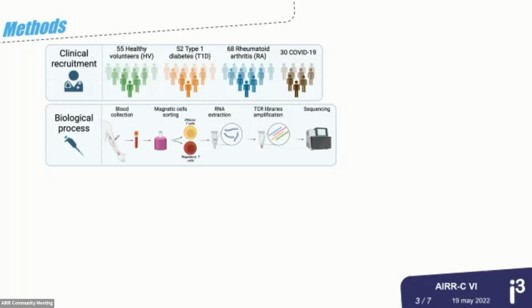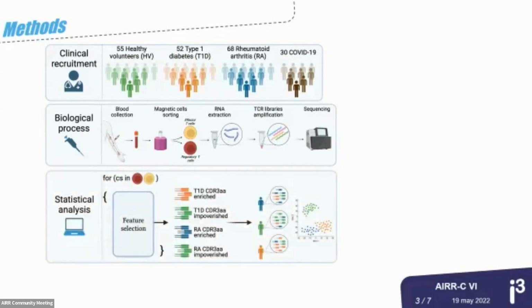For each trial, we sort CD4 T-cell subpopulations from peripheral blood, effector T-cells and regulatory T-cells, and second, sequence their TCR alpha beta repertoire in bulk. We focus the analysis on CDR3 amino acid. After the application of our identification strategy, which I will not detail here, we isolate for each disease two signatures. One corresponds to the enriched sequences in disease, and one corresponds to the impoverished sequences.